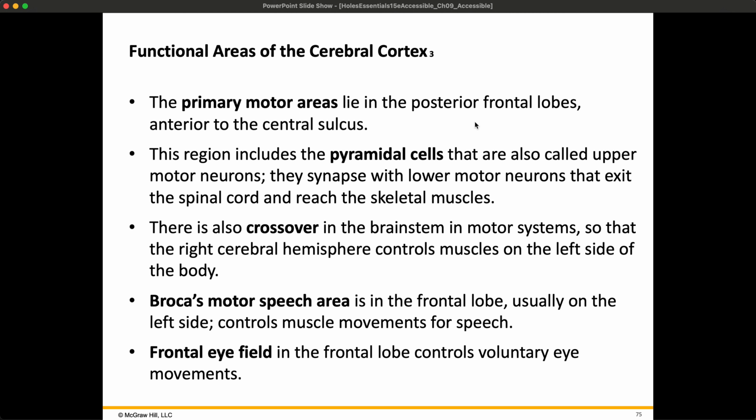Primary motor areas, as I was saying: that primary motor cortex is in the posterior frontal lobe, anterior to the central sulcus. There are also pyramidal cells in there that help connect the spinal cord and skeletal muscles, and that crossover happens again. Broca's speech area in the frontal lobe on the left side controls muscle movements for speech. So that's why you have different areas for speech. Broca's area is the muscle movement.